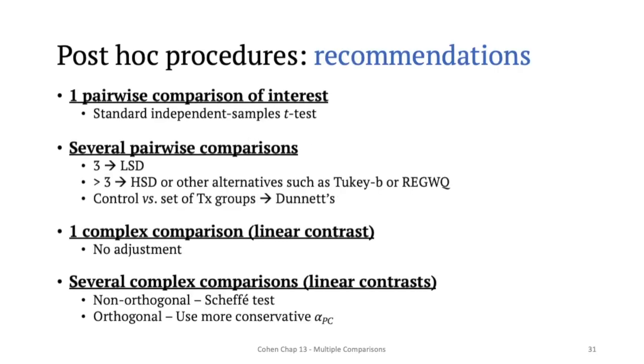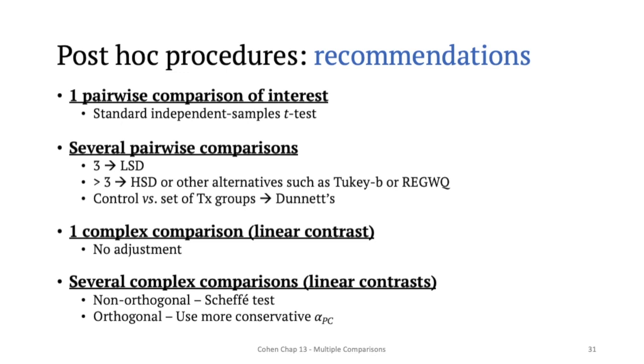So when it comes to recommendations for these procedures we just talked about, if you have one pairwise comparison of interest, again, just use your standard independent samples t-test. If you have several pairwise comparisons, if your group size is 3, then use LSD. If it's greater than 3, then use HSD. Or some of the alternatives such as Tukey's B or REGWQ. These are ones we didn't talk about today, but they are similar to HSD. There's also Dunnett's test we didn't talk about.